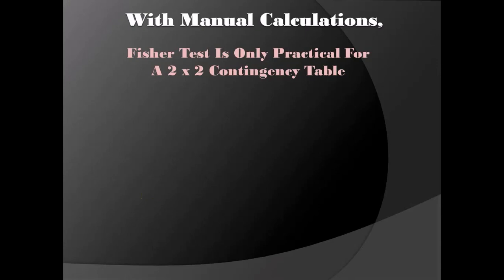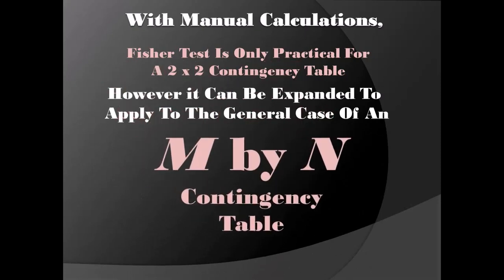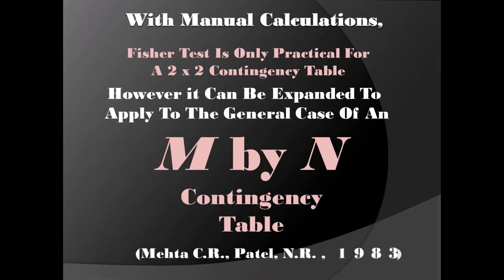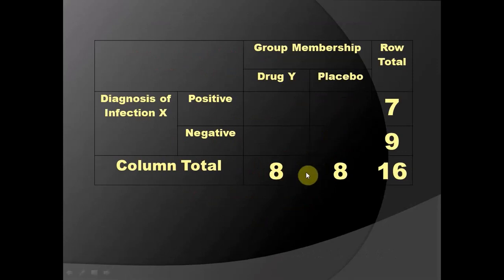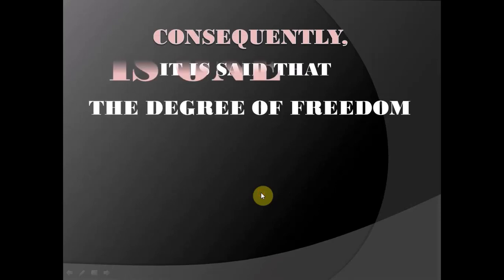When performing manual calculations, the test is only practical for a 2x2 contingency table. However, the underlying principle of the test can be expanded to apply to the general case of an m×n contingency table. When marginal totals for a 2x2 contingency table are known, only one cell retains the possibility of random variability. This occurs because once the value of one cell is determined, the values of the other cells are automatically fixed. Consequently, it is said that the degree of freedom is 1 for a 2x2 contingency table.